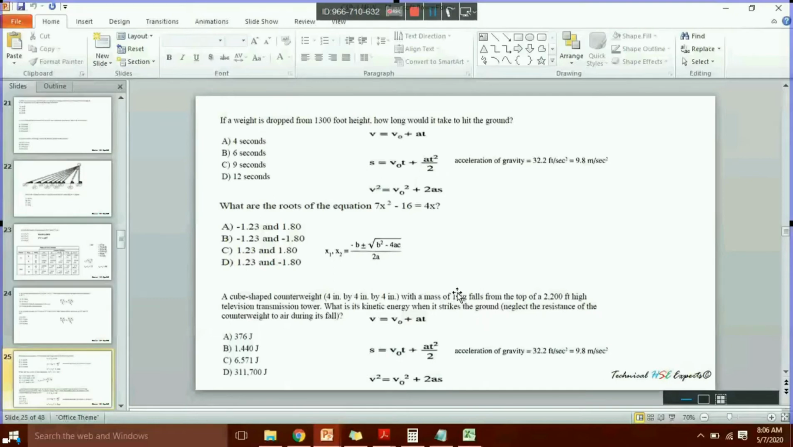You have to convert this kg into Newton. 1 kg is 9.81 Newton, or consider it as 10 Newton. So first you need to convert this into Newton and you can substitute there, because the units in the options are in joules. What is joule?